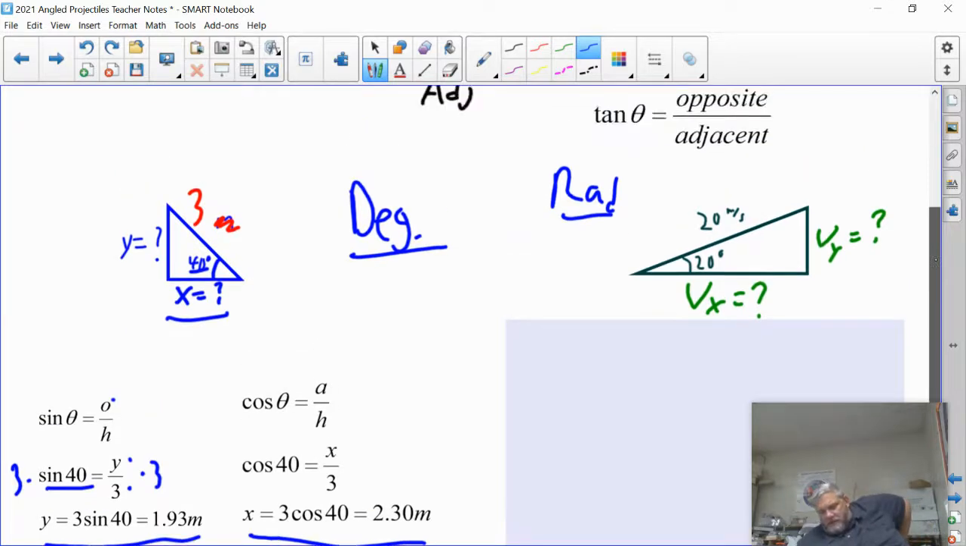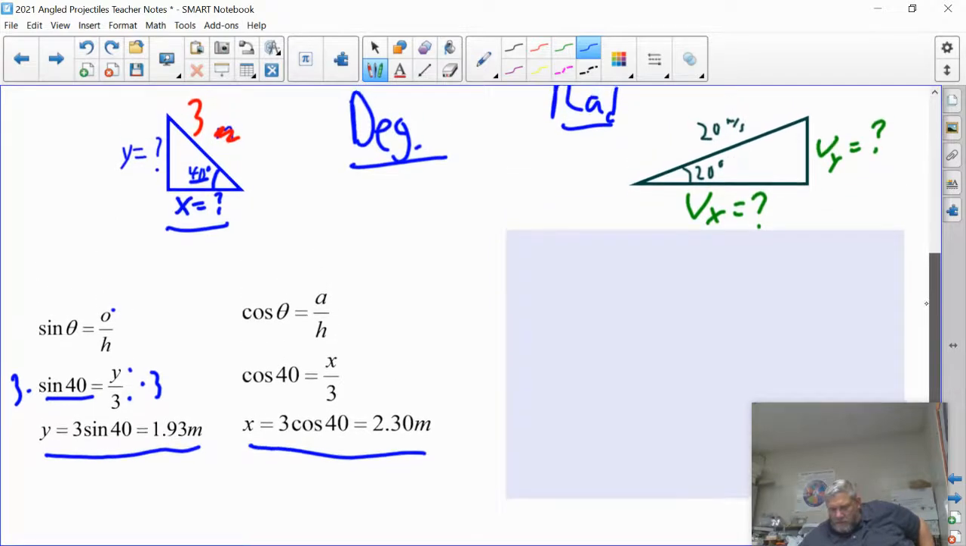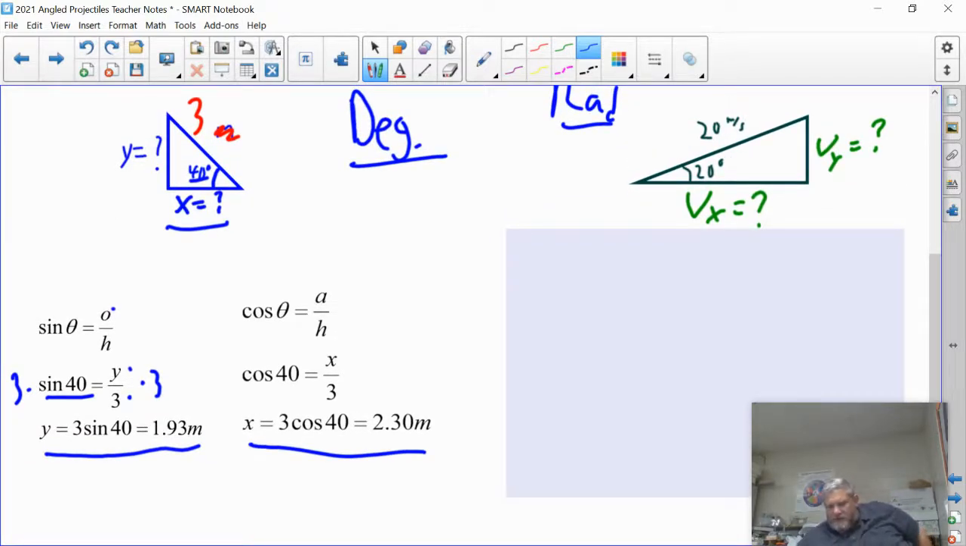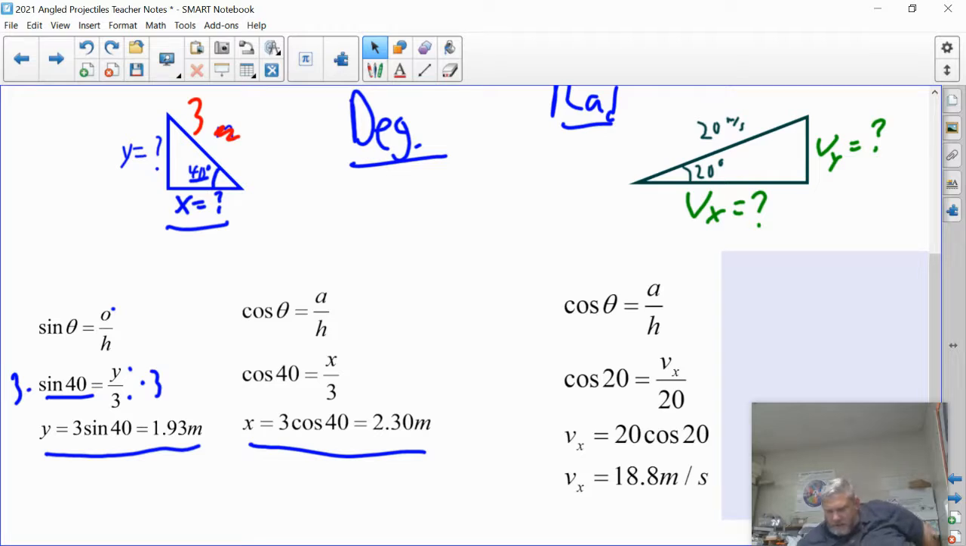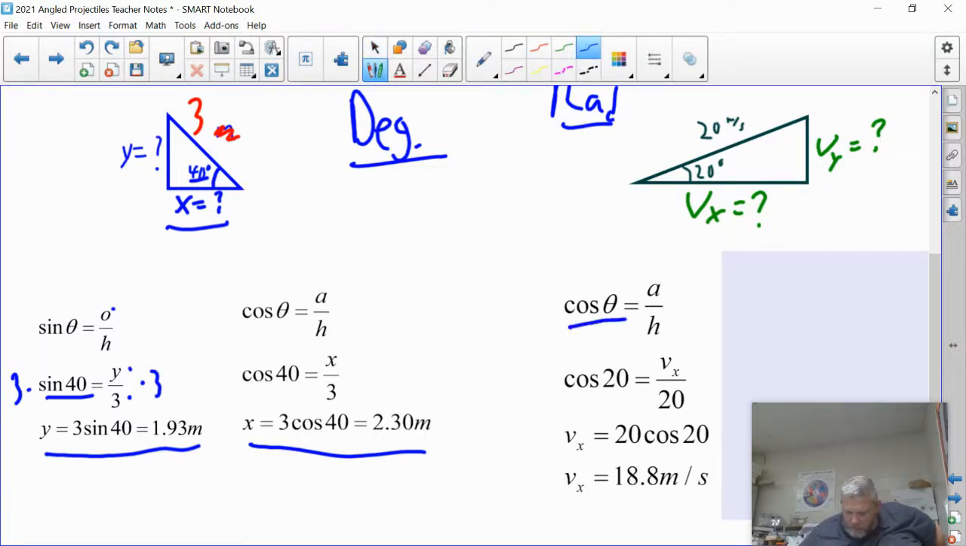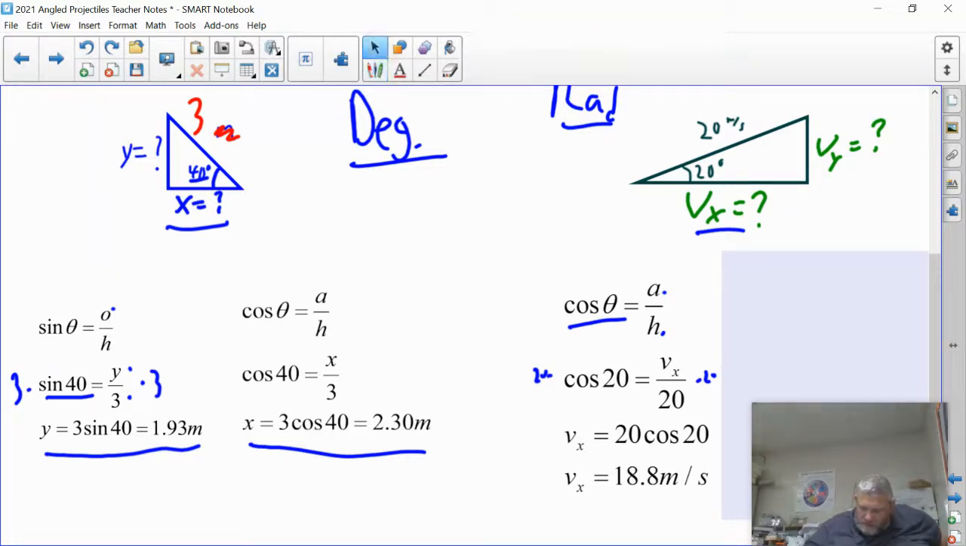All right, same idea over here. This is 20 meters per second. We want to find Vx and we want to find Vy. To find Vx, we say that Vx is going to be our adjacent side. Cosine is adjacent over hypotenuse, so cosine of 20 is Vx over 20. Multiply both sides by 20, and we get Vx is equal to 20 cosine of 20, and our final answer is 18.8 meters per second.